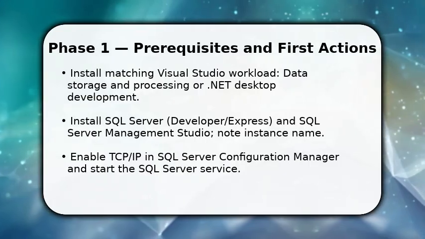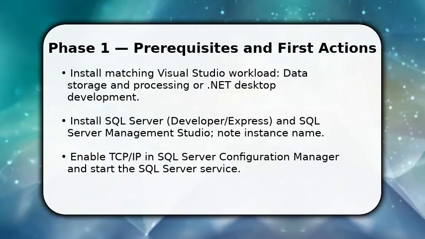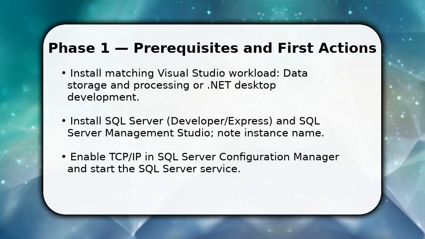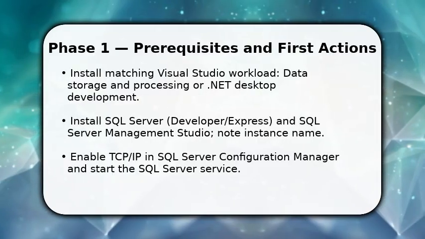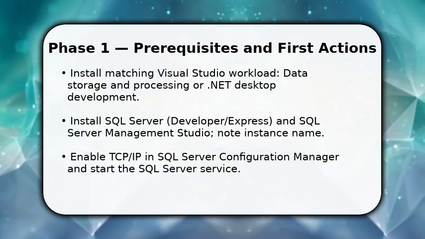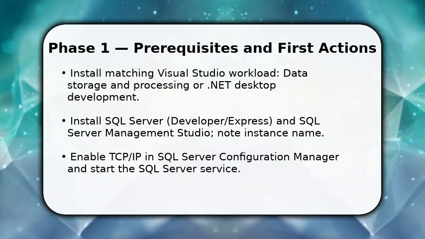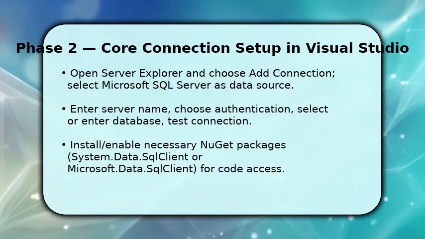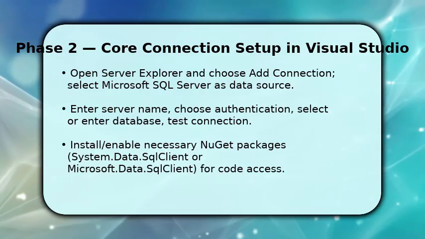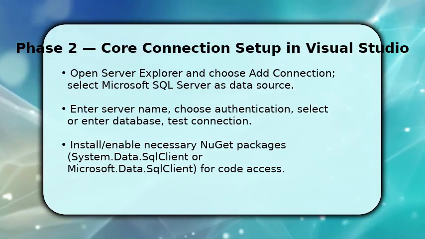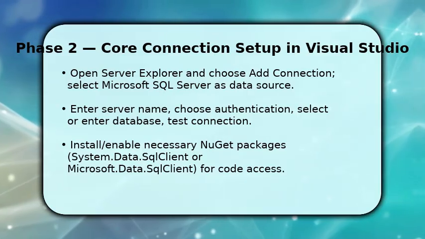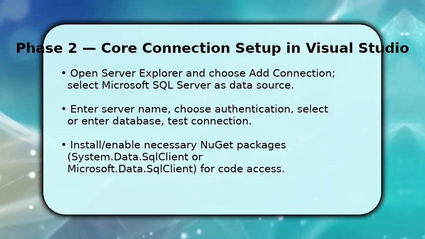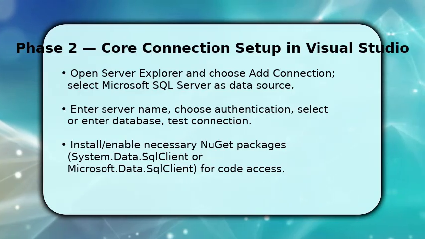Next, note the server name and authentication mode, Windows or SQL Server, because you will use those credentials when adding the connection inside Visual Studio. You now create the connection inside Visual Studio. In Server Explorer, pick Add Connection and select Microsoft SQL Server. Enter the server name exactly, choose Windows or SQL authentication and specify the database or attach an MDF file. Click Test Connection to confirm.